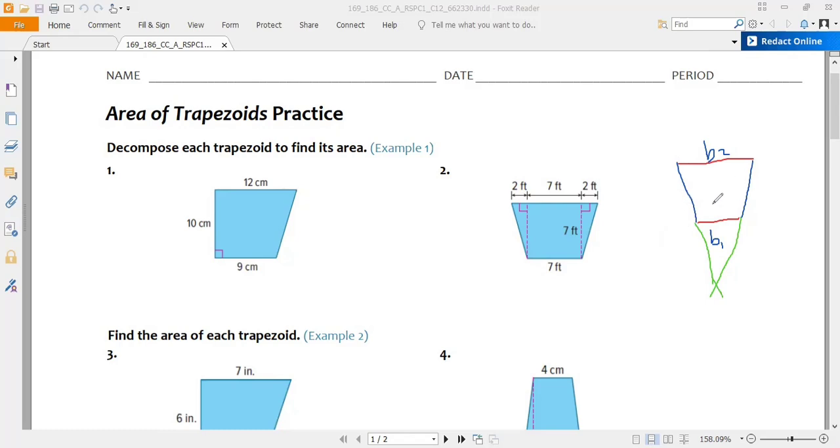So what is the definition of a trapezoid? We must have two bases that are parallel, and there should be a pair of non-parallel sides. This we call the trapezoid.